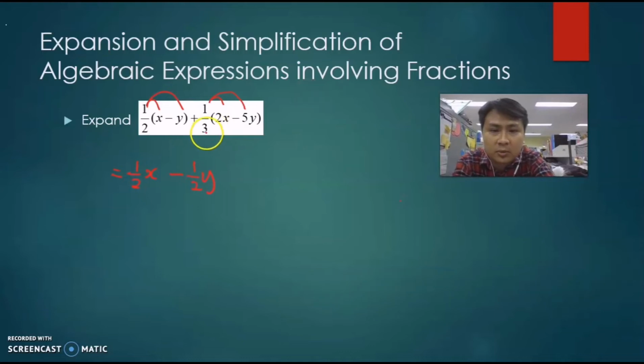So now we will have 1/3 being distributed to 2x. Positive times positive gives us positive, a plus here first. Then 1/3 times 2 will give us 2/3. You can use your calculator and calculate, and the x just follows. And then the last distribution, 1/3 is being distributed to negative 5y. So positive times negative gives us negative. Write down the minus first. And then 1/3 times 5, you'll get 5 out of 3.